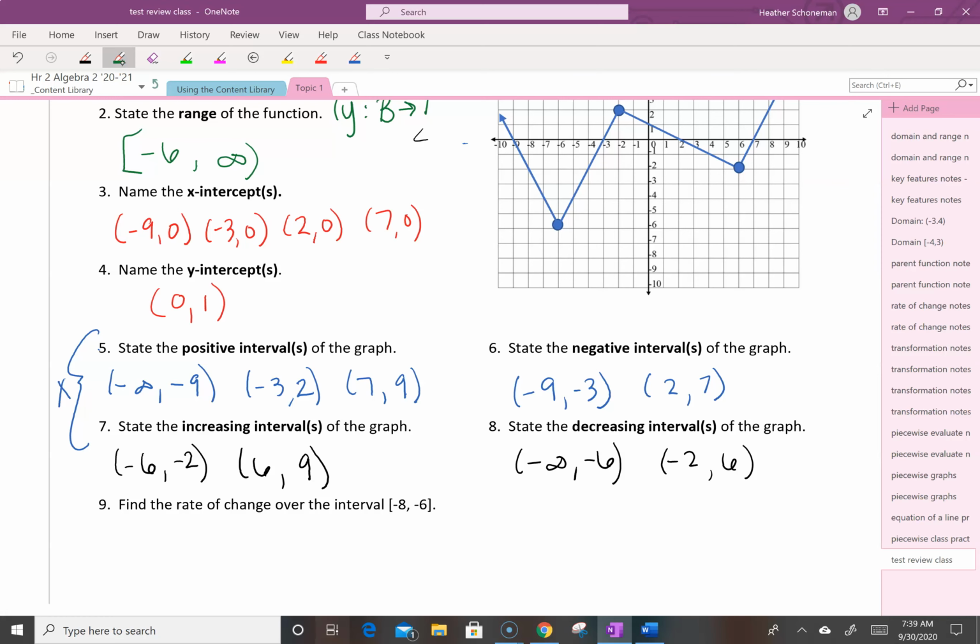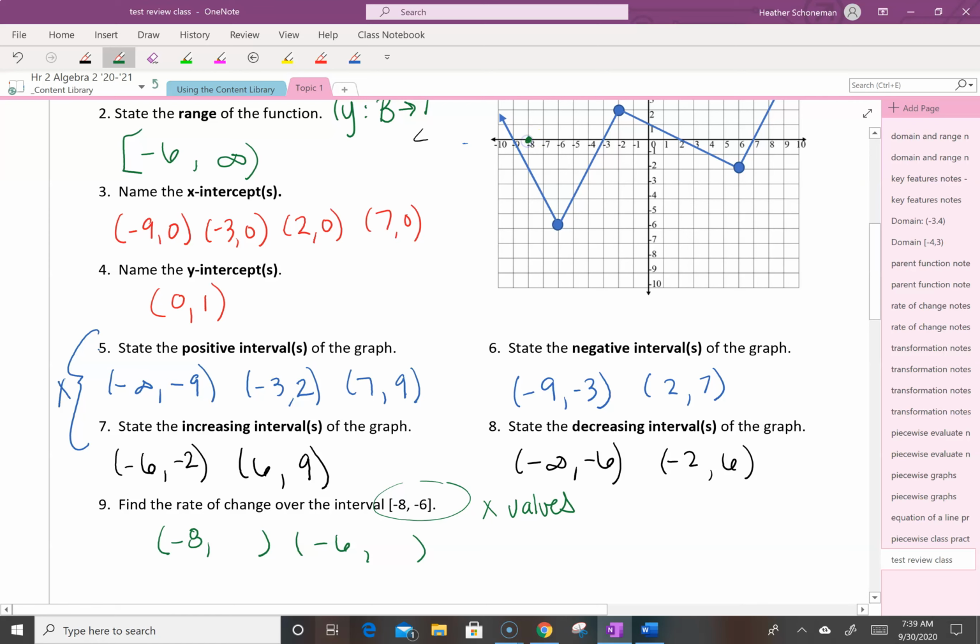Okay, rate of change. This is giving you an interval. These are the x values. To be able to figure out the rate of change of this interval, you need to find the slope. But this is the x value, so it represents two different points. One is -8 something, and the other is -6 something. The way you find the y values of those points is to read them off the graph.